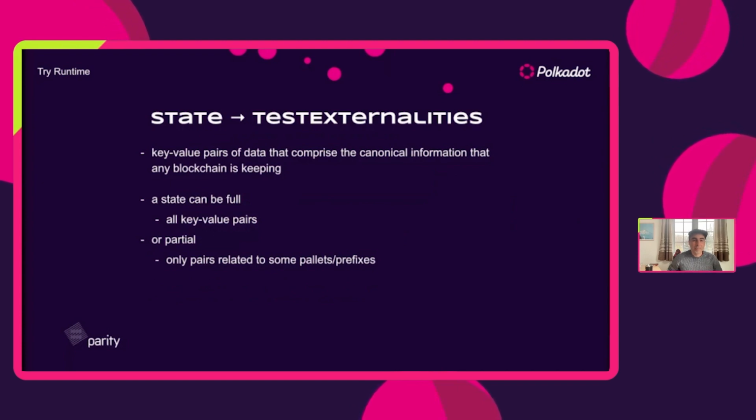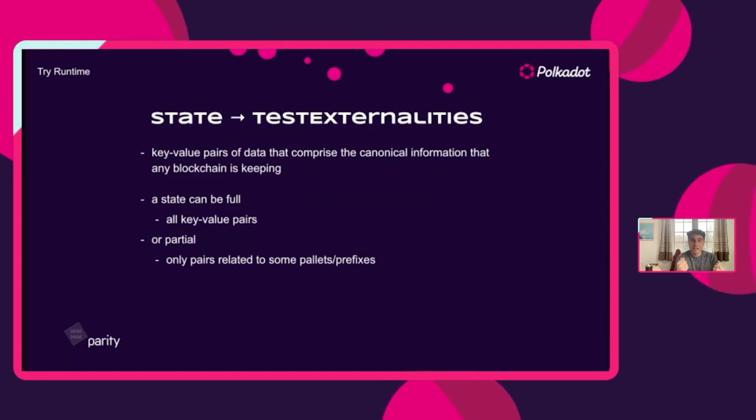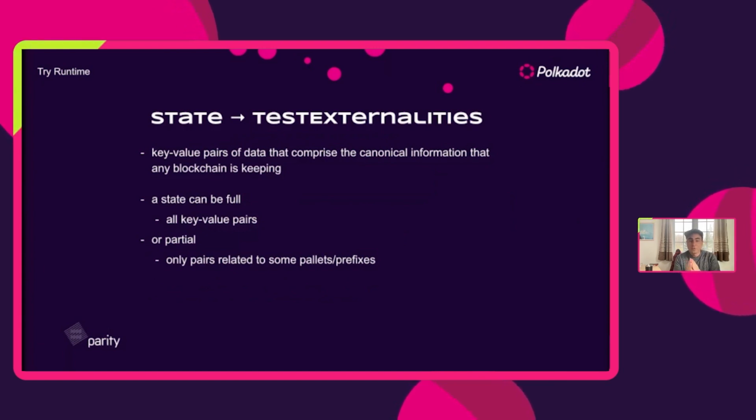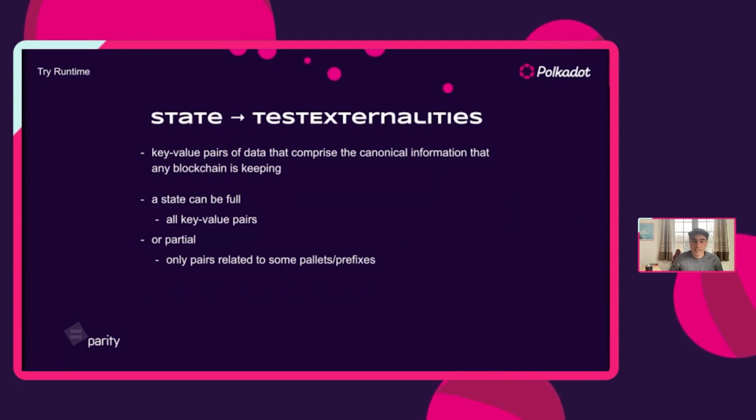So when we're working with try-runtime and we're taking state and pushing it into test externalities, we can actually pick what we want. We can pick the full state of the live chain, all the key value pairs, or if that's not critical for what we're testing, we don't need all the state. We can pick the state from specific pallets, or prefixes, or keys. With try-runtime, you have that feature to select the key pieces of state that you'd like to go into test externalities.